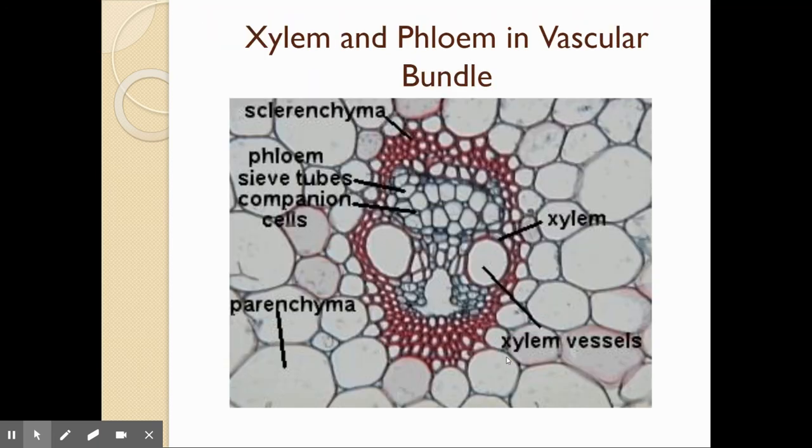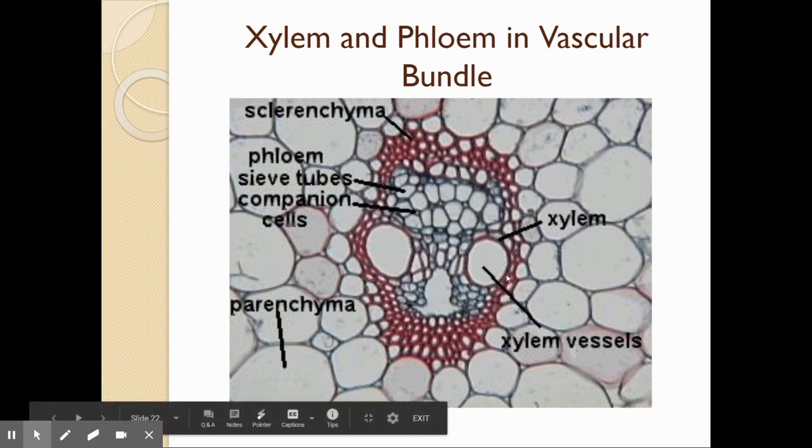So if we're looking underneath a microscope, you can see this is the vascular bundle, or the vein. And what you can see are the xylem vessels and the phloem tubes. The xylem vessels are the hollow ones, and the phloem tubes are little tubes made up over here.